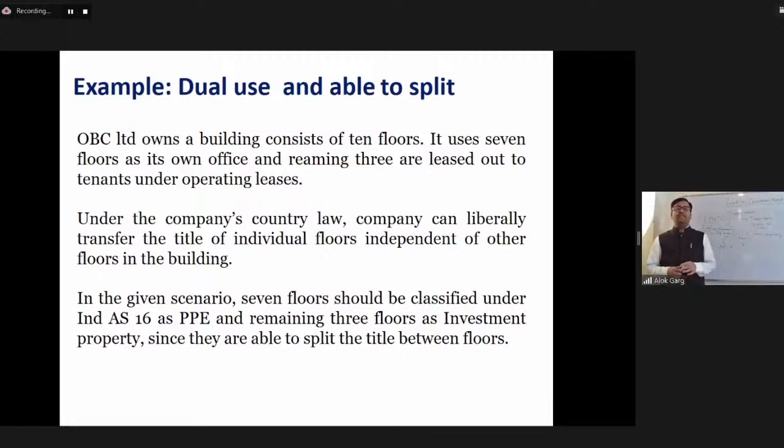We can see the example once again. OBC Limited owns a building which consists of 10 floors. It uses 7 floors as its own office, and the remaining 3 are leased out to tenants under an operating lease. Under the country's law, the company can legally transfer the title of individual floors independent of other floors in the building. So in this situation, 7 floors should be classified as PPE under Ind AS 16, and 3 floors should be classified as investment property under Ind AS 40, since the company is able to split the title between the floors.